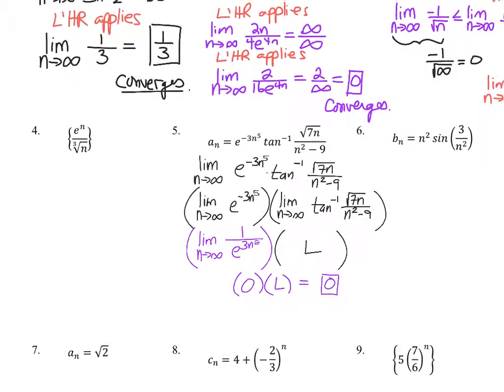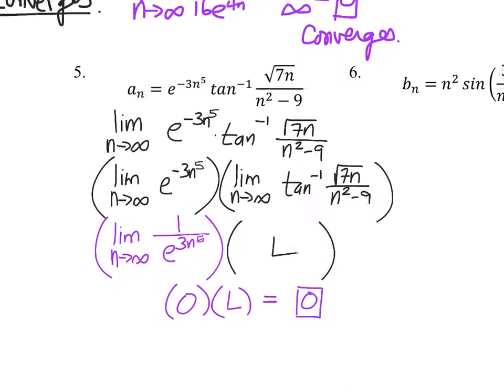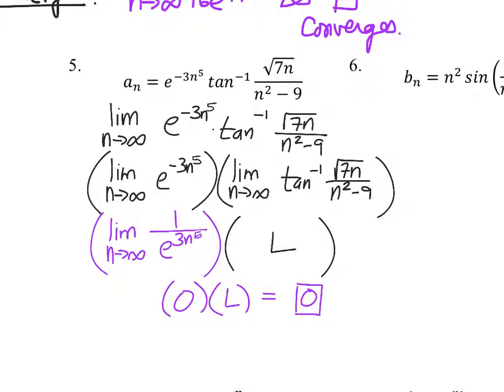What is L? L is just some limit. But basically, all I'm saying here is, since this turned out to be 0, it didn't matter what this was going to be. So I didn't even bother figuring it out. I just put a placeholder of L in there.